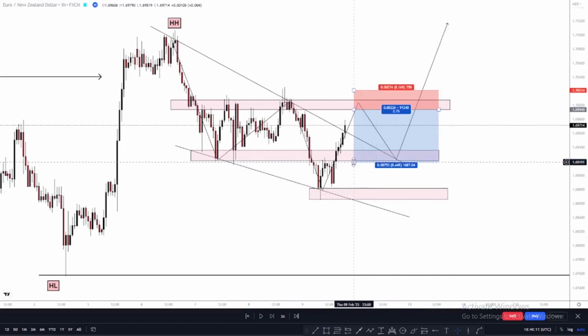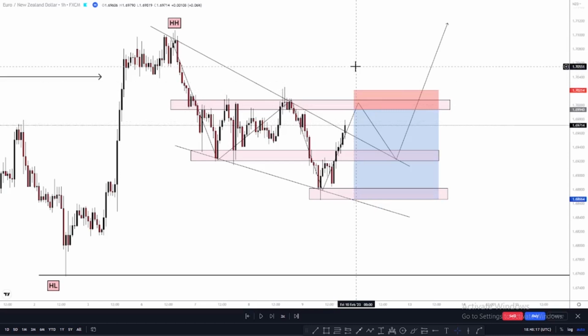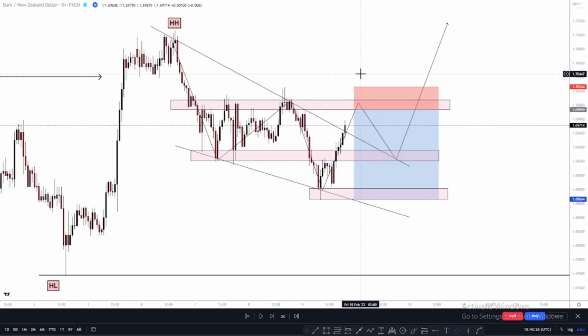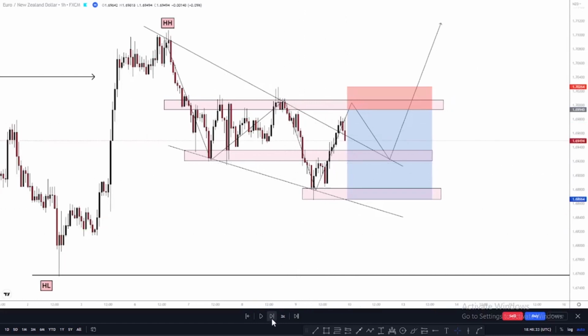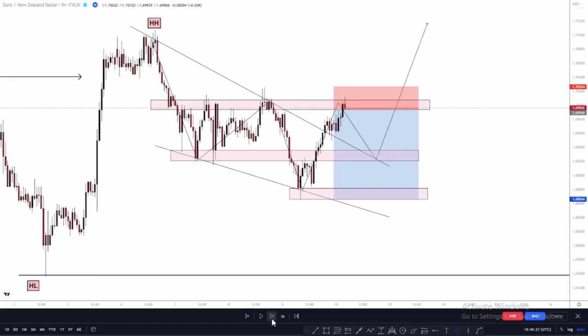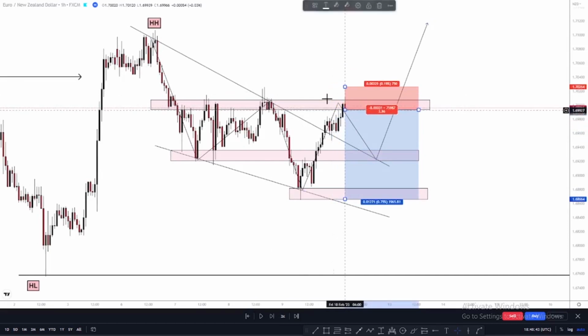You get me? So that was my thought process when taking this trade. Alright, so now let's forward it to see what price did when it got to that resistance. Boom. So after price got to that resistance, did we break above it? Did we break above that resistance? No.